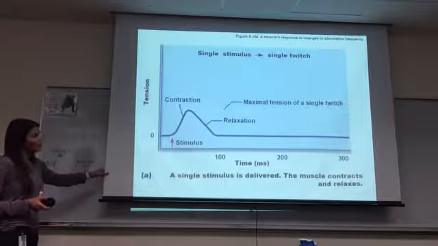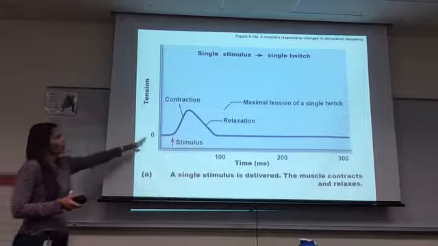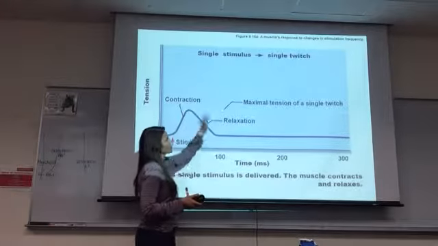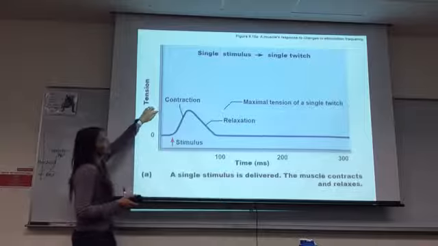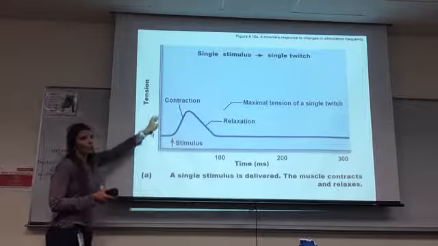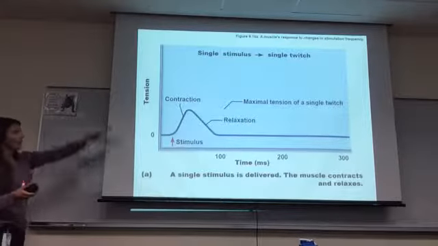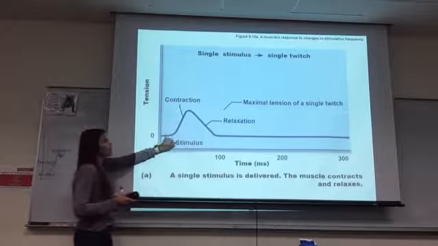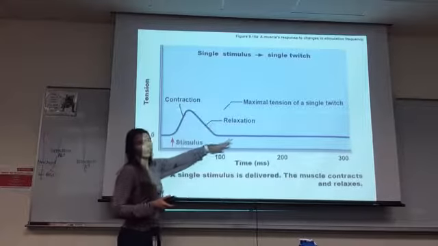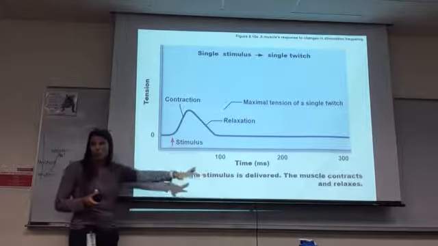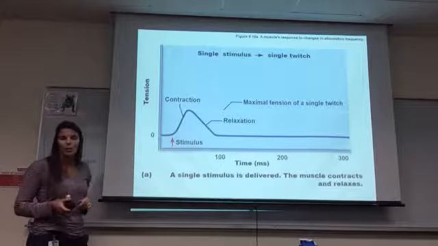Here, you can see we have a single twitch. This is not necessarily saying that this is threshold, so I don't want you to correlate those two. This is saying I just have a single muscle contraction and relaxation. I just have a muscle twitch. That's it. Just a single muscle contraction.